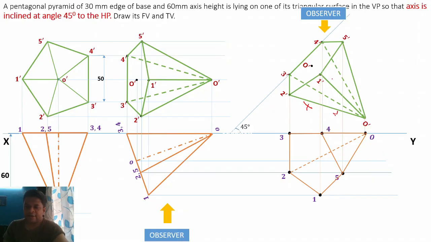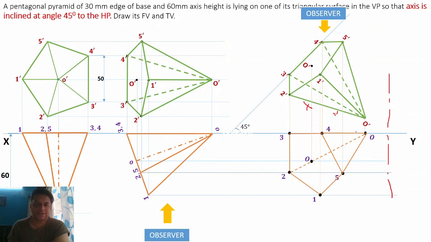Similarly, at the end we can plot this point O dash in the downward direction. It lies on this line. So you can connect this O and O with the help of center line if they lie on a different location. So this completes your third stage of the problem.